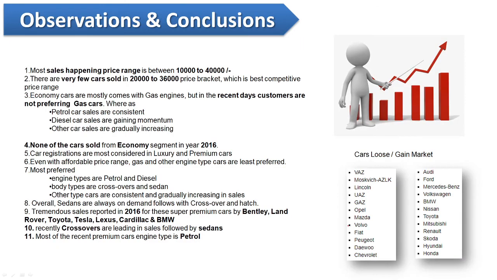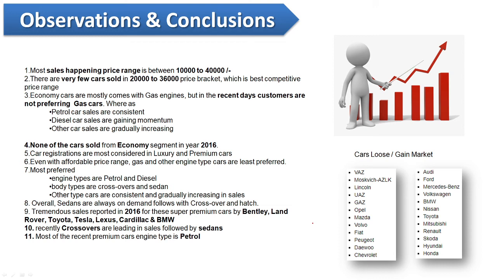Let's move on. We have come across several plots which are giving very meaningful insights on the data. Let's summarize our observations and conclusions here. Most of the car sales are happening in a price range from 10,000 to 40,000 bucks, but very few cars were sold in the 20K to 36K range, which is a very competitive price for most of the customers to buy these cars, and which is very crucial for addressing our problem statement.